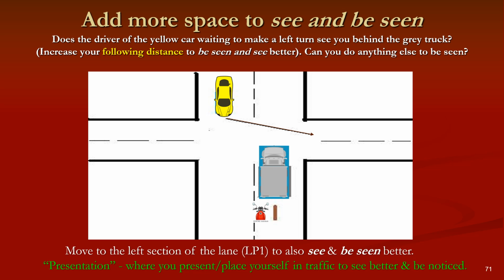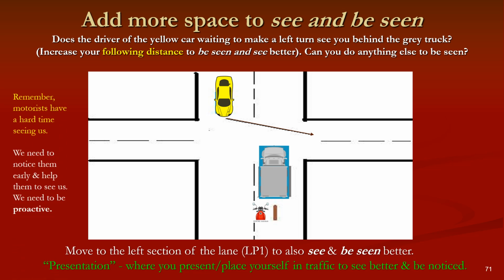Now, in the MSF course, we refer to this as presentation, where you present or place yourself in traffic to see better and be noticed. So two things we can do here is move to that LP1 position, part of the lane, and also increase our following distance to help us be seen so we can avoid this crash. Now remember, motorists have a hard time seeing us. Number one, we're smaller than other vehicles out there, and we're not as wide as other vehicles. So we need to notice them early and help them to see us. So again, we need to be proactive.